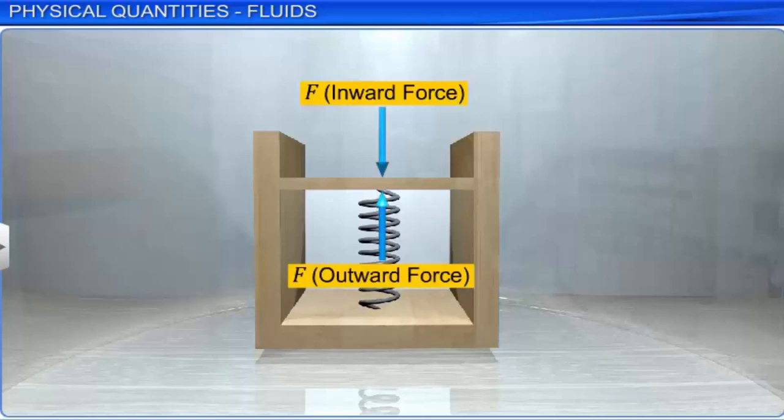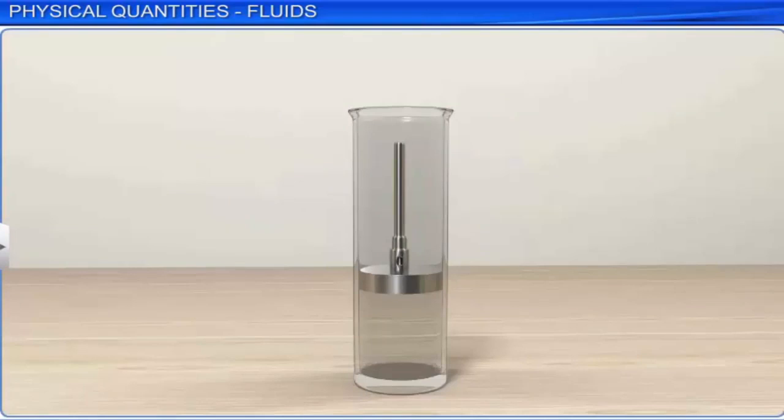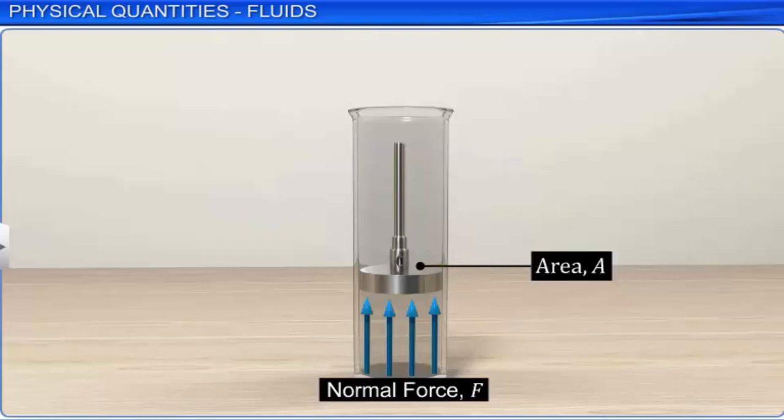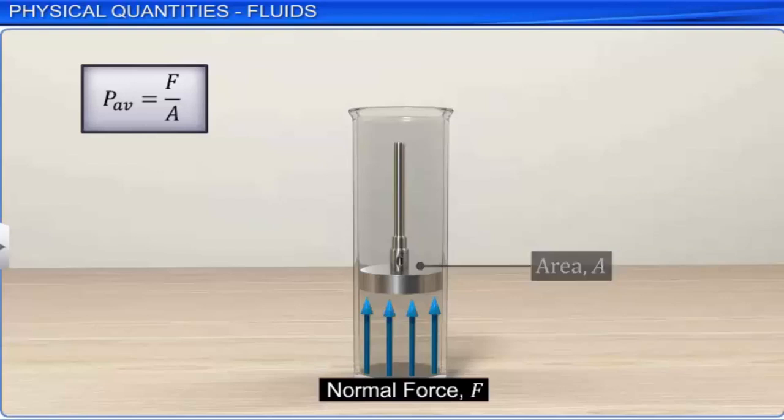If F is the magnitude of the normal force acting on the piston of area A, then the average pressure, P_av, is defined as the normal force acting per unit area. In the limiting case, that is, if a small area of the piston is considered arbitrarily, then the pressure is represented as P equals delta F by delta A as delta A approaches zero. The magnitude of pressure does not change with direction. Hence, pressure is a scalar quantity.